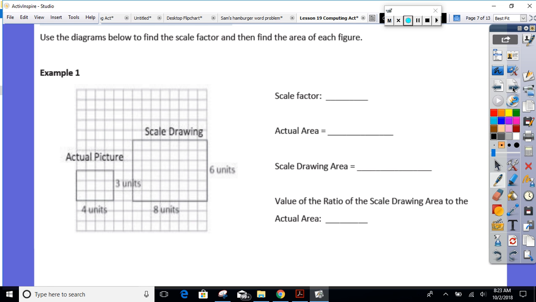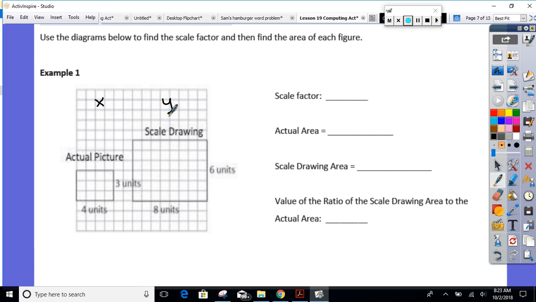Okay, so to find the scale factor, how do we find the scale factor? What do we do? Ava: Y over X. That is the right answer, Ava. Y over X. So if you think about scale factor, it's just like when you have a table, how you have X on the left, Y on the right. We've got the actual picture and the scale drawing. So we're going to call this X. We're going to call this Y. So to find the scale factor, we do Y over X.